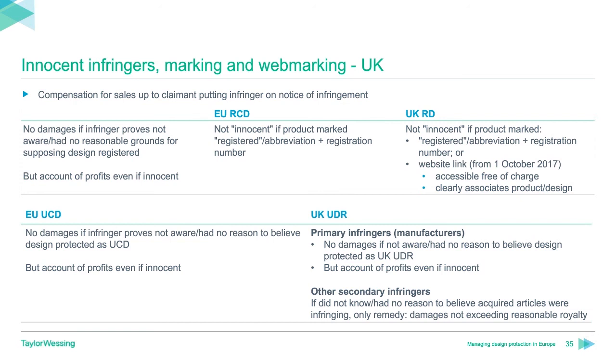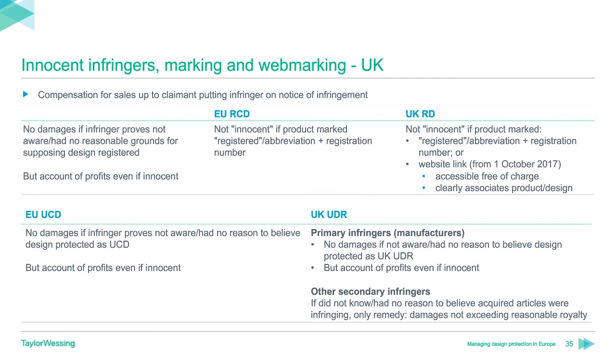And now, recently, since October 2017, in the case of the UK registered design, again, an infringer won't be able to claim innocence if it's marked registered or an abbreviation with the registration number, or another option is marking your product with a website link, which leads to a website giving clear information about the product and its design number, and that has to be accessible free of charge. And importantly, even if in those situations an infringer can claim that it was innocent, the claimant will still be entitled to seek an account of its profits in the alternative.